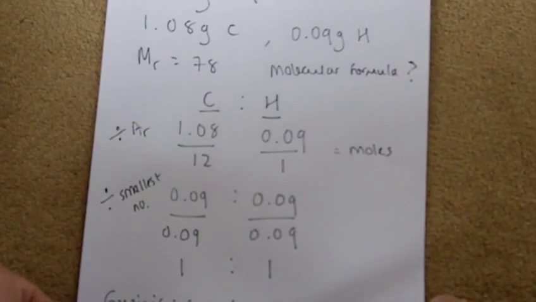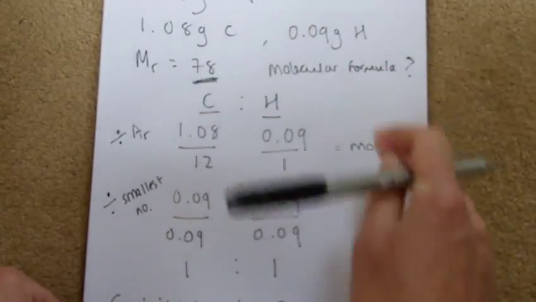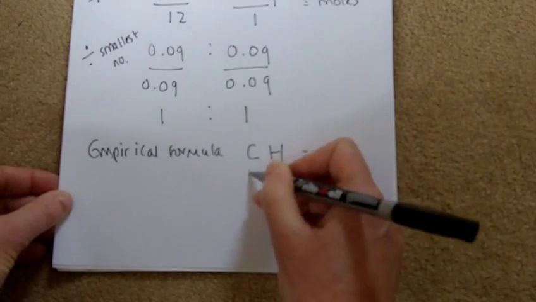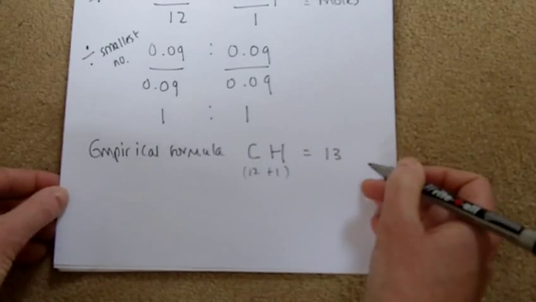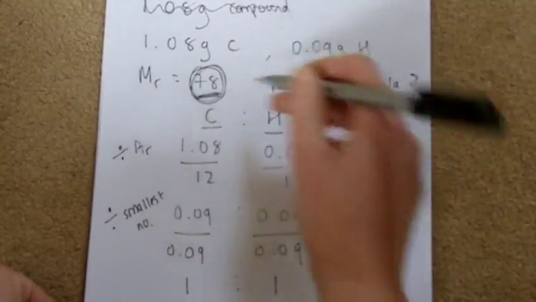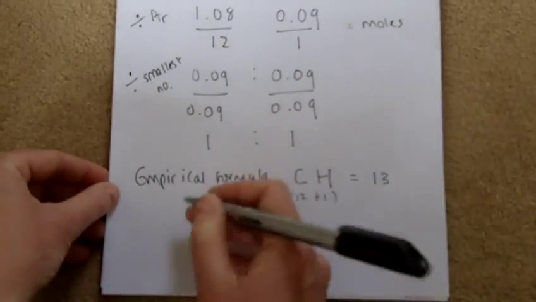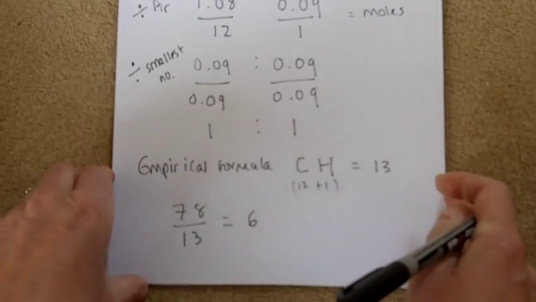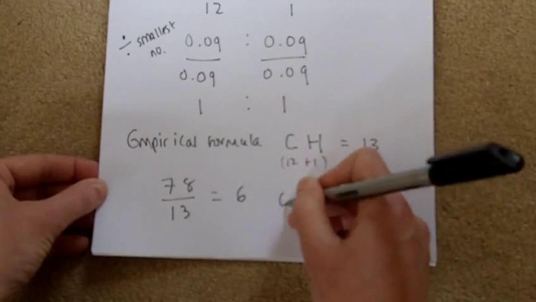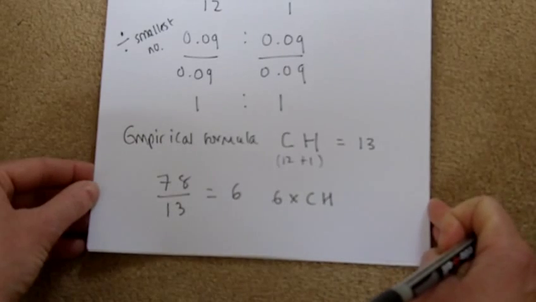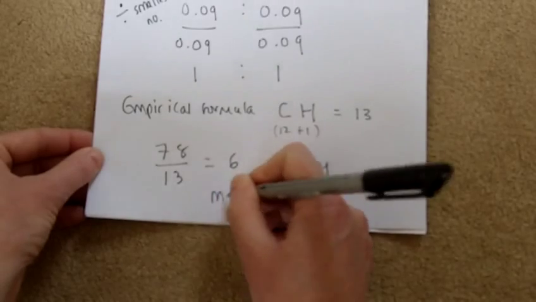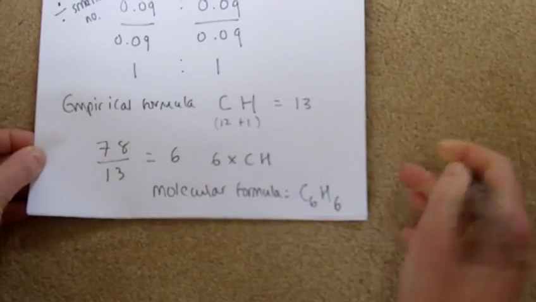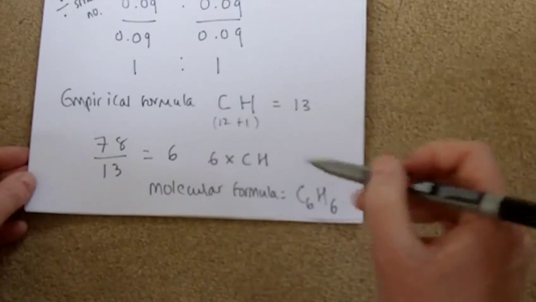But the question said, what is the molecular formula? And we know that the Mr is 78. So the way you work this out is you go, okay, I'm going to add up carbon and hydrogen. The relative atomic mass 12, and the relative atomic mass 1, that gives me 13. I know that the total relative molecular mass of this compound is 78. So how many 13s are there in 78? When you do that calculation, there are 6 13s in 78. So I know that there are 6 lots of CH in this compound. Therefore, the molecular formula must be C6H6, because there are 6 lots of C and 6 lots of H.